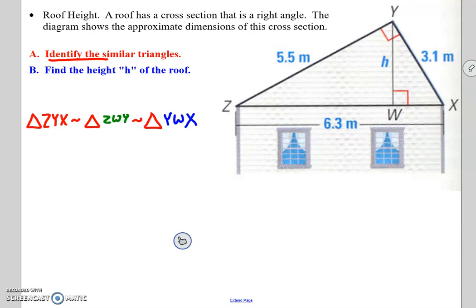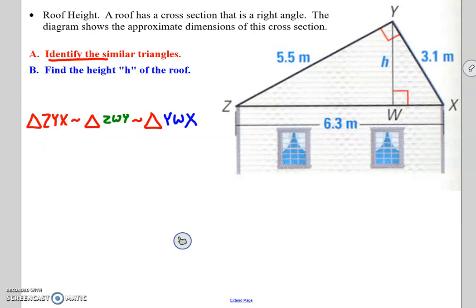Now that's important because it's going to help us identify different side lengths that compare with one another as we start setting up proportions. For example, I know that ZY compares to ZW in the same way that YX compares to WY. Okay, if I've got it written out already in a similarity statement, that's going to make things a lot quicker, a lot easier for me as I'm setting up these proportions.